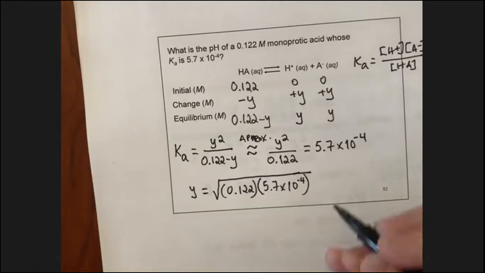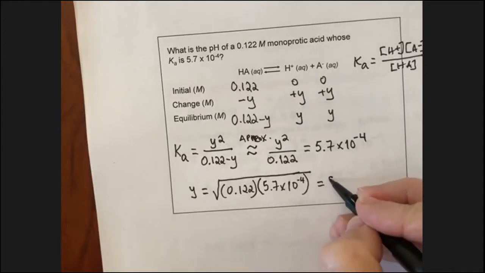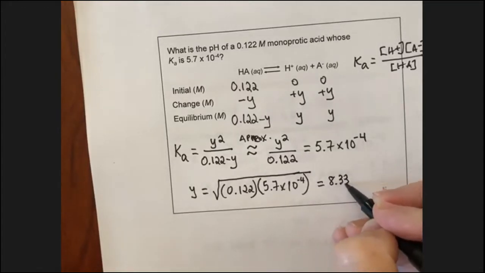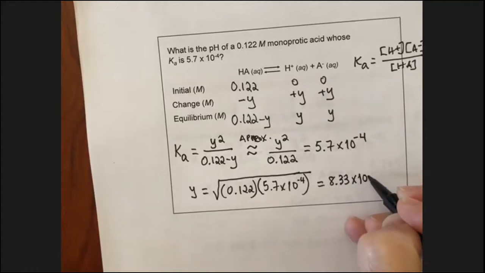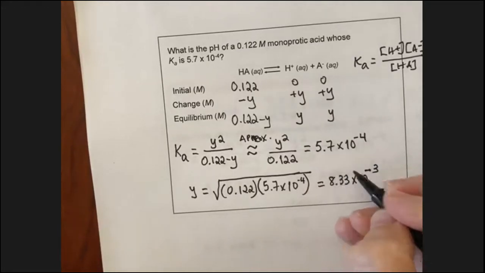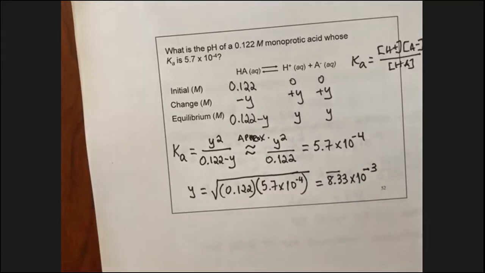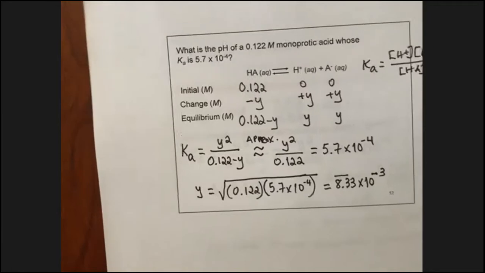If you want to do the calculations, you can do that. I'm going to tell you what it is right now. It's actually 8.33 times 10 to the minus 3. And again, it's up to you. You can just keep it as 8.3 if you want. Okay, everybody with me?